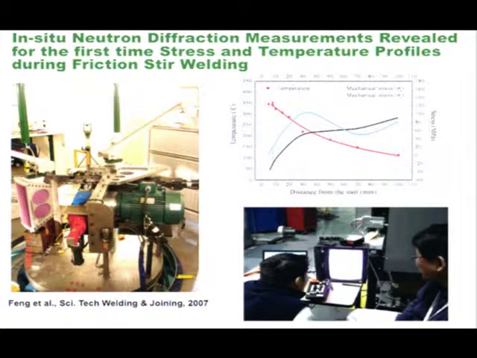At the time, we don't have neutrons at Oak Ridge, so we contacted our colleagues at Los Alamos and brought our equipment. This is a so-called portable welding machine, but it actually weighs a ton. So we brought that to Los Alamos, mounted it on this SMARTS diffractometer, and started to play with it.